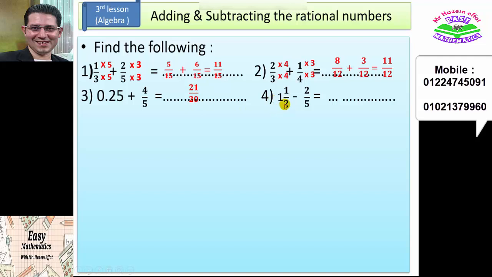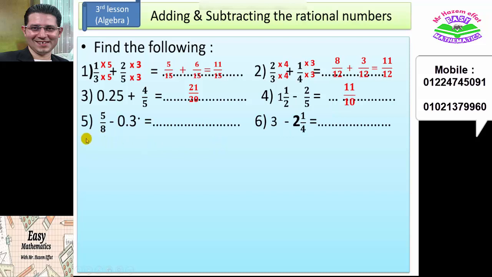In number 4 here we have a mixed number, 1½ minus 2/5. How to subtract them? At first, we must change this mixed number into fraction form by using your calculator. It will be 3 over 2 minus 2 over 5. And by doing the previous steps to convert both denominators to be the same, the final answer will be 11 over 10.